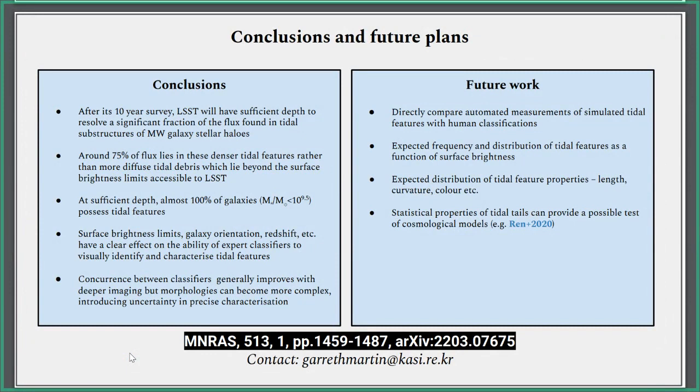If we go to a sufficient depth, so in this case, if we were able to get to something like 35 mag per square arcsecond, then basically 100% of these objects would have tidal features that we could see. Obviously, we can't achieve this.